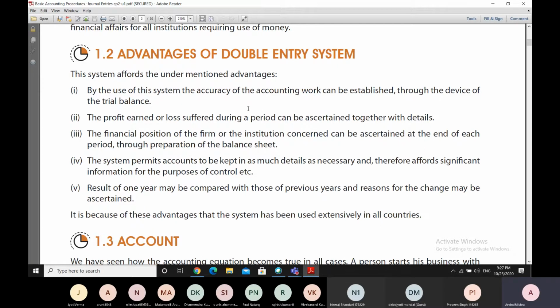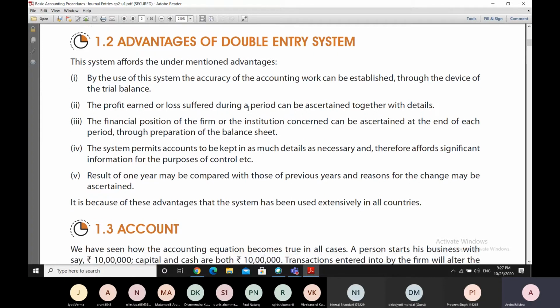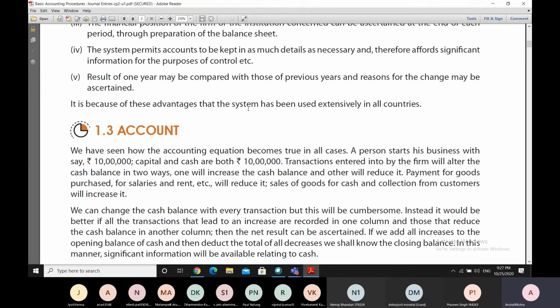The fifth advantage is that the result of one year can be compared with the result of the earlier year or the result of the next year, and therefore we are able to understand what are the reasons for the change in profit or the loss by making the comparison.